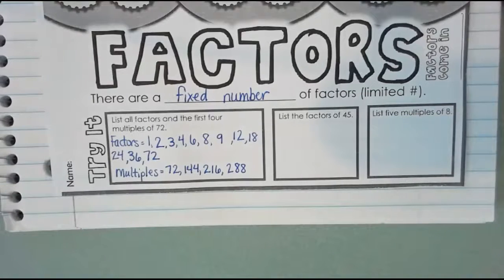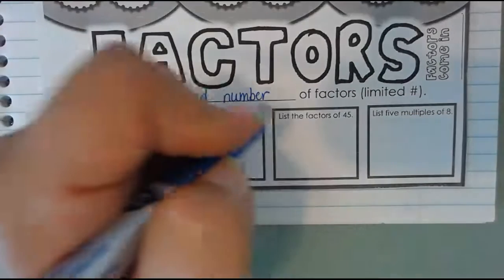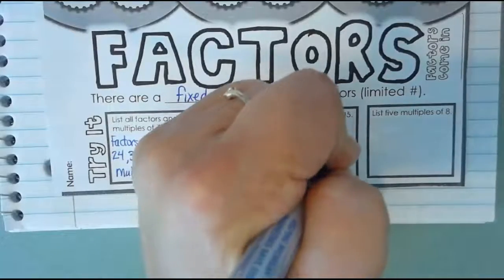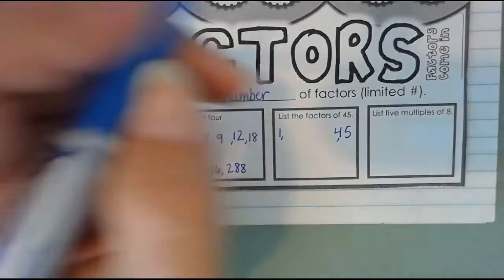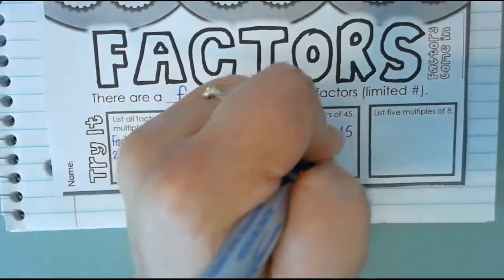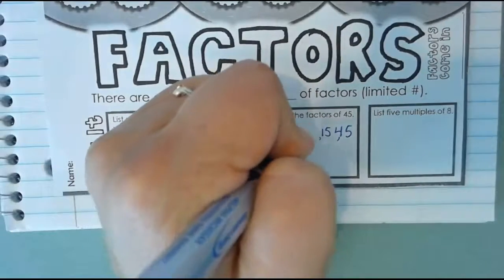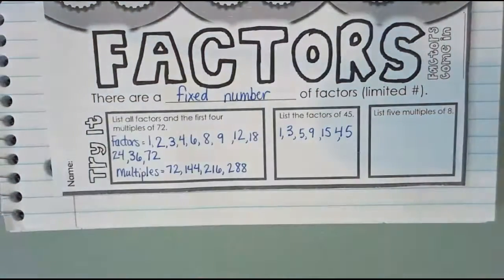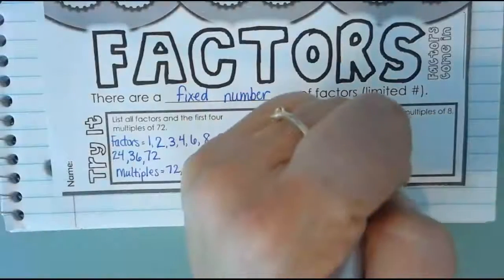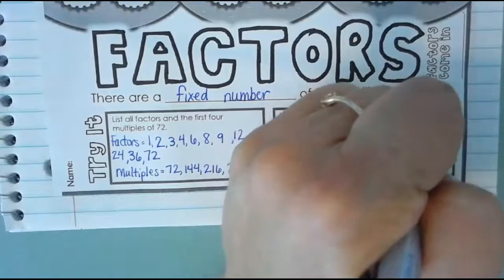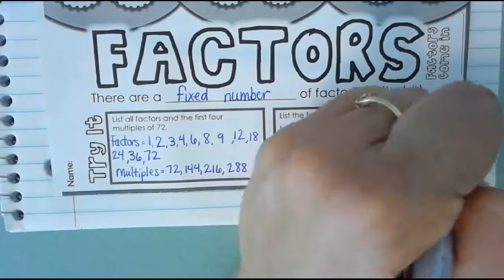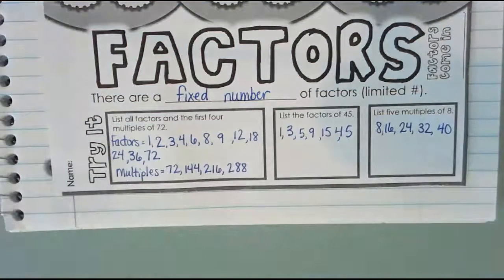Now they want the factors of 45, so those are two numbers when multiplied together that give me 45. Well, 1 and 45. 2, nope, it's not even. 3, yes indeed. 3 and 15 and 5 and 9. Those are the factors. The multiples of 8, they want the first 5, so we're going to go 8, 16, 24, 32, and 40.